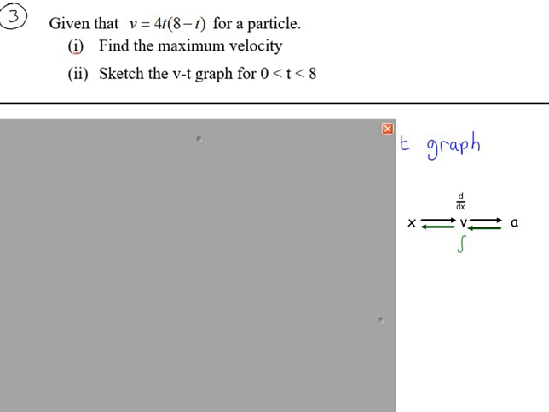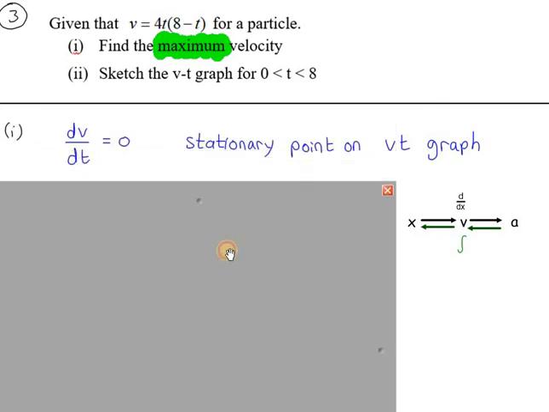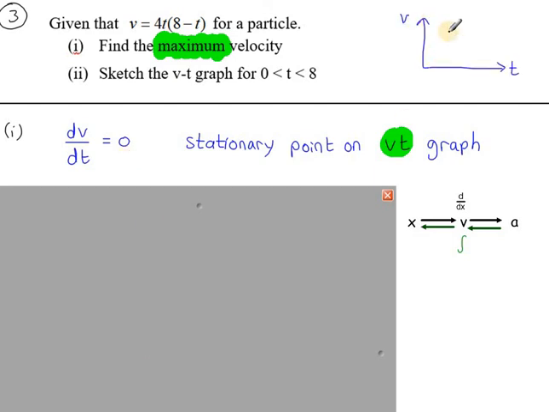Example 3, a maximum of anything on a graph is a stationary point. So on a velocity time graph, dv by dt is equal to 0. The gradient is 0 at a maximum. So if you have a velocity time graph, you might have something on the graph that looks like this. So you have a maximum right there. That's the maximum velocity where dv by dt is equal to 0.